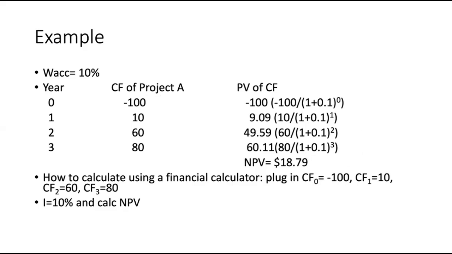Now, this is what we do using the formula. If we were to use a financial calculator, this is what we'll do. We'll plug in the cash flow at year 0 as negative 100, cash flow at year 1 as 10, cash flow at year 2 as 60, and cash flow at year 3 as 80. We'll plug in the interest rate as 10% and calculate the net present value, which will turn out to be $18.79, same as we did using the formula.